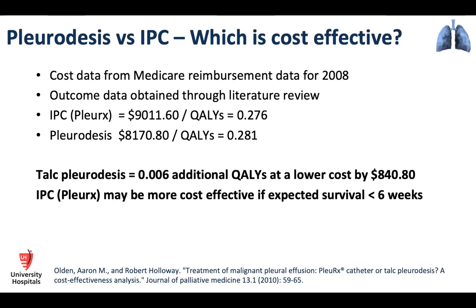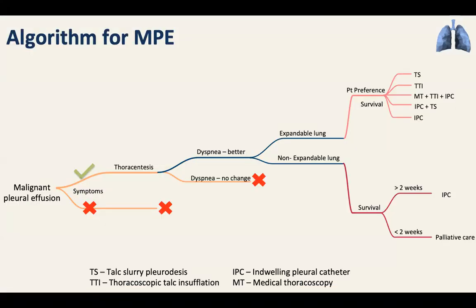Pleurex is cost effective if the expected survival is less than 6 weeks. If the expected survival is more than 6 weeks, then IPCs or Pleurex catheters, the ones that we use here, are not cost effective because the supplies and the cost of the visiting nurse add up. And so that should somewhere factor into your overall decision-making process as to what intervention is offered. But this is a very rough schematic dogma about how malignant pleural effusion should be approached.